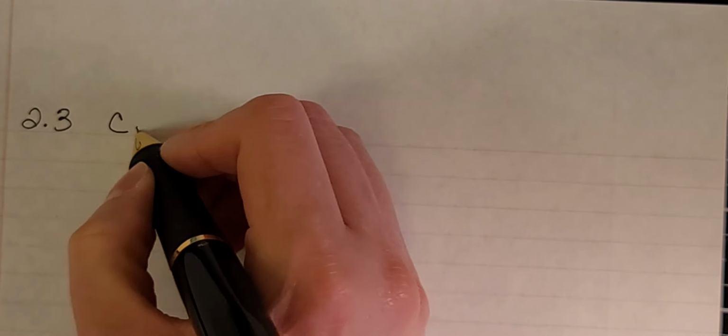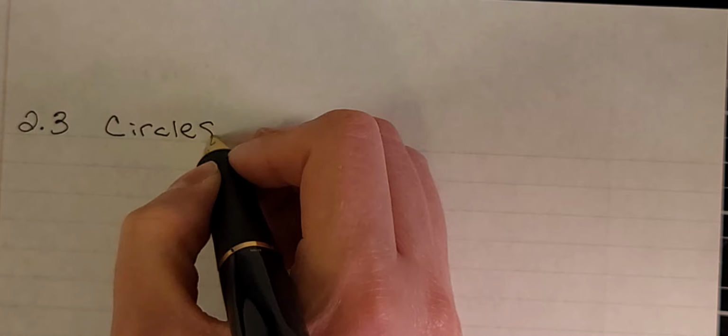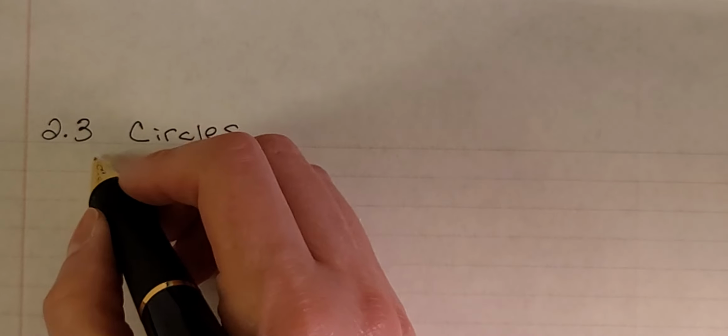This is section 2.3, which is called circles. Okay. So before we start this, we want to go over some different equations that they give you.